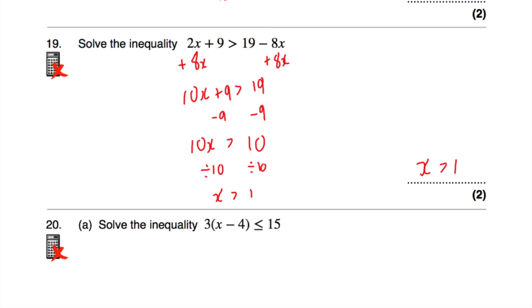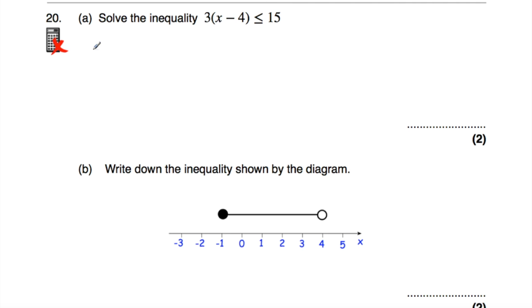Okay, let's look at our next question, question number 20. Part A says, solve the inequality 3 bracket x minus 4 close brackets is less than or equal to 15. So what I'm going to do is expand the brackets. Now you could divide both sides of the inequality by 3 if you wanted to. Actually, that'd be quite a good step, but I'm just going to expand the brackets because that's what I said I was going to do. 3 times x is 3x, and then 3 times minus 4 would be minus 12, and that's going to be less than or equal to 15.